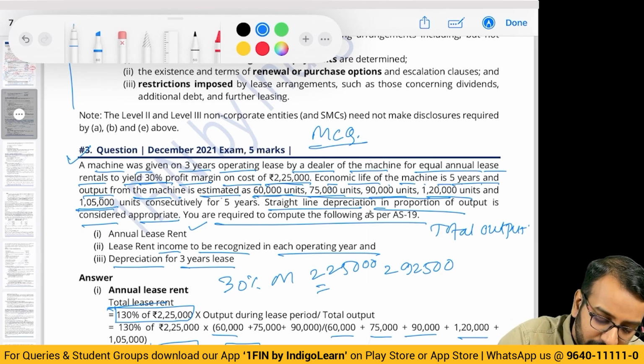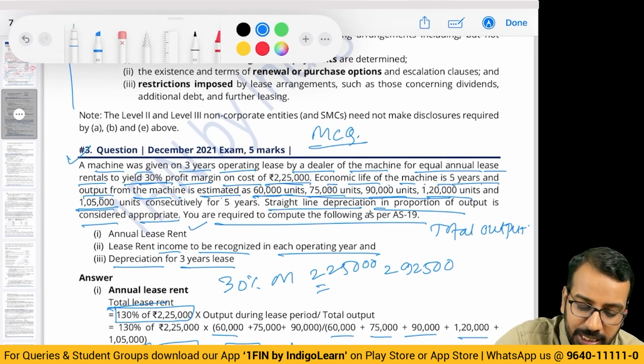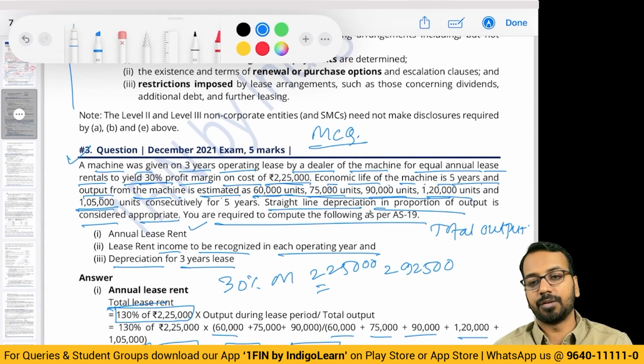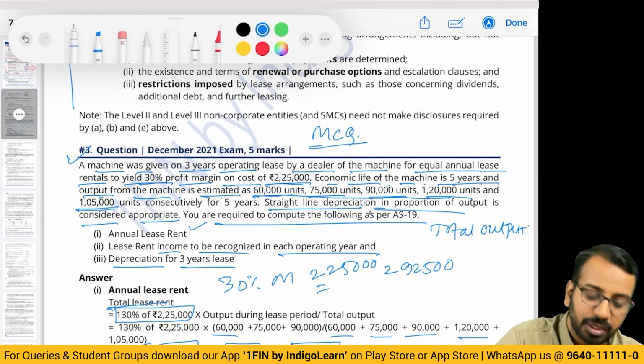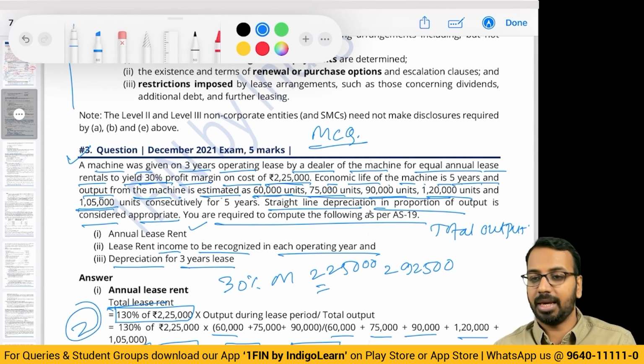So in the first 3 years, I should recover 225 out of 4,50,000 of the total lease rental of 2,92,500. That becomes 146,250. I have to recover 146,250 over a 3-year period, so divided by 3, 48,750 is the answer. This was asked as a 2 marks MCQ in the recently concluded examination.